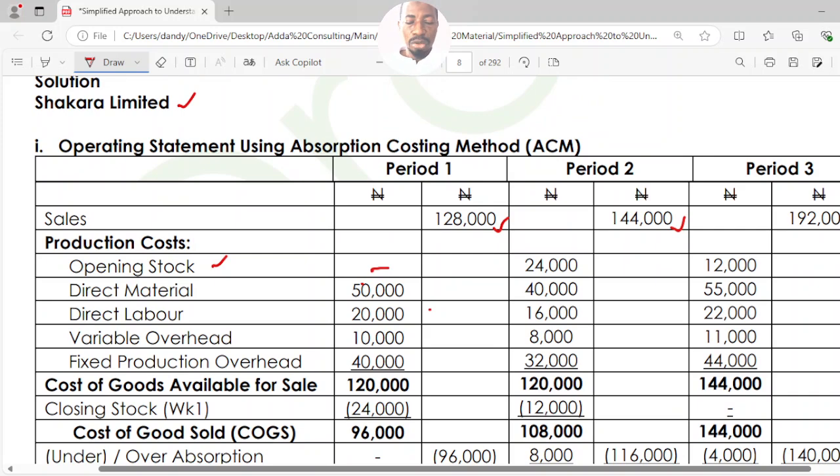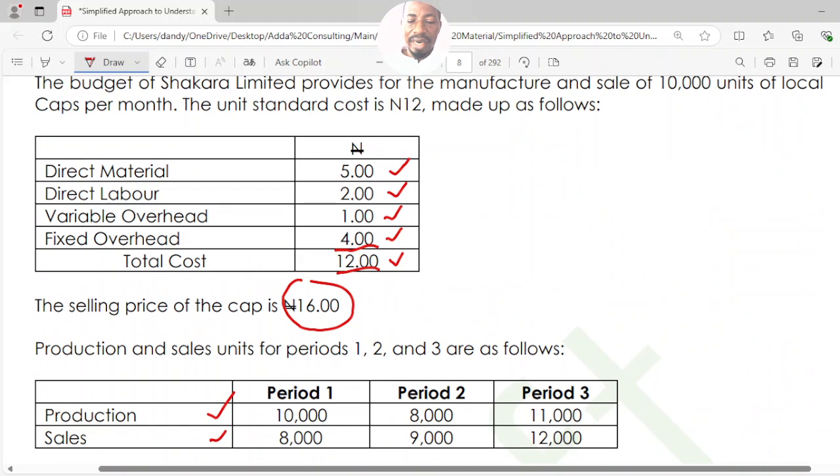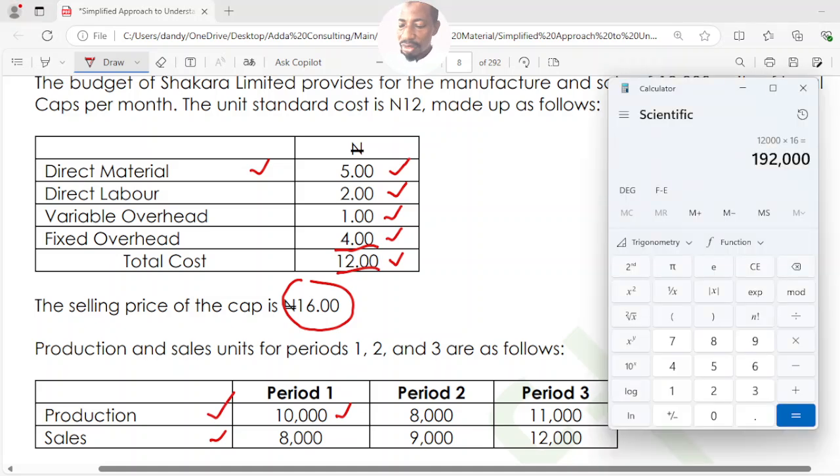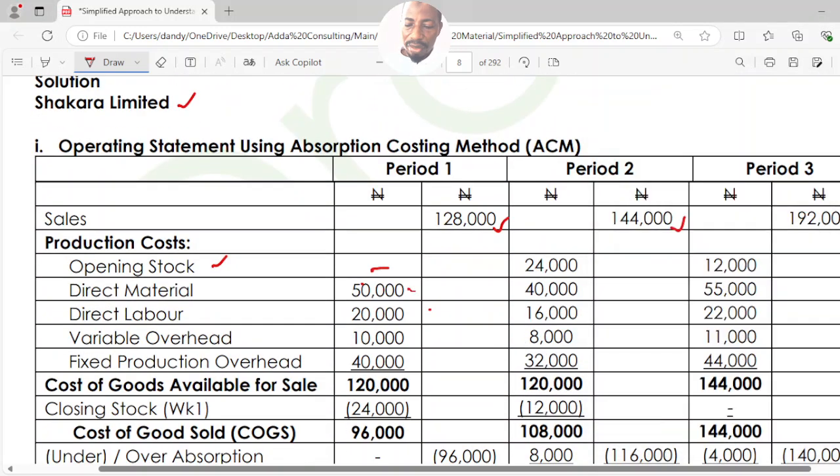Then the next thing I need to do, I will go to the question. Do I have direct material? Yes, there is direct material. Direct material is 5 naira. So in period 1, the units produced is 10,000 units. I will multiply that by 5 naira. Therefore, 10,000 units multiplied by 5 is equal to 50,000. So I will come and post. That's the 50,000 that you are seeing here.